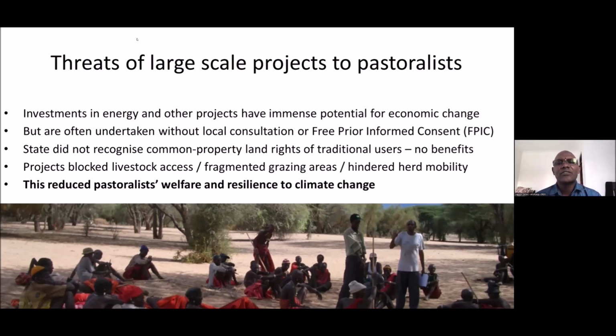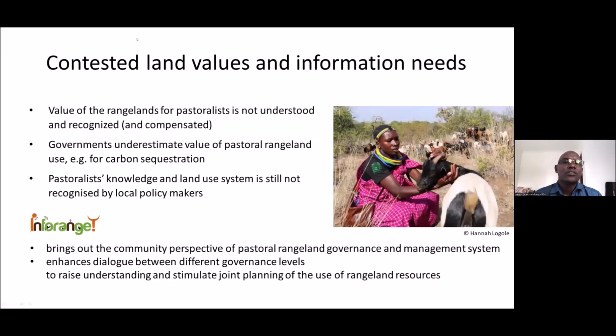And when implemented with this limited regard for tenure and land use rights of the local communities, these projects end up blocking livestock access, fragmenting the grazing areas, and hindering herd mobility. Even with the current advancement in laws, governments in these current projects disregard and dispossess communities of land. And this reduces community welfare and also the resilience to climate change, and it can make them even more vulnerable. And that is, in the first place, what these investments in, for example, wind power were supposed to achieve.